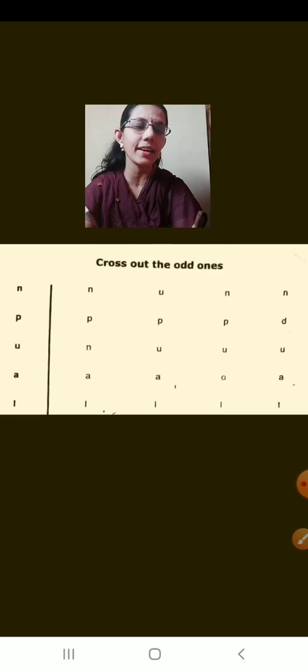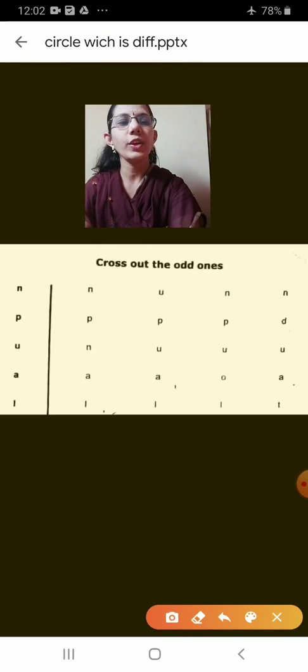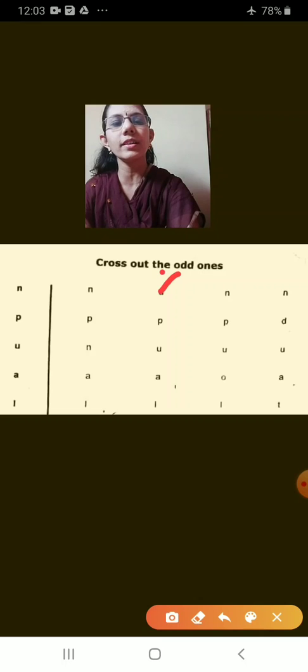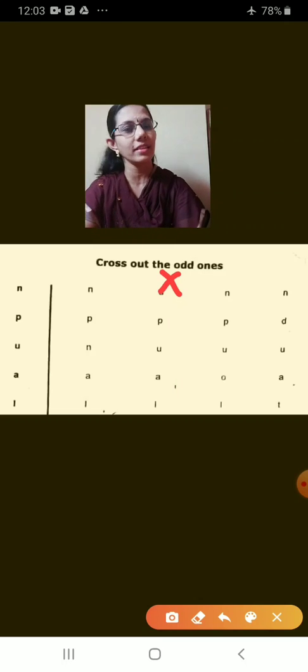Now, what is this heading? Cross out the odd ones. Yes, what is there here in our N line? N, U, N, N. Yes, so which one will we cross? U. Cross means what? Like this. Yes, got it? Okay, what is the next line?